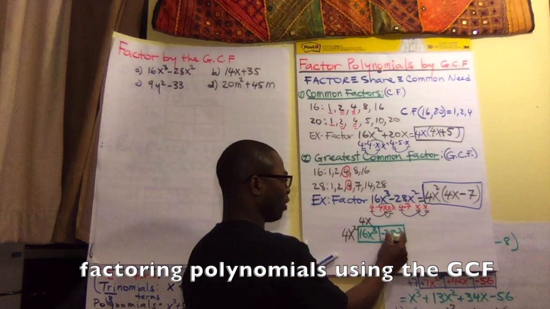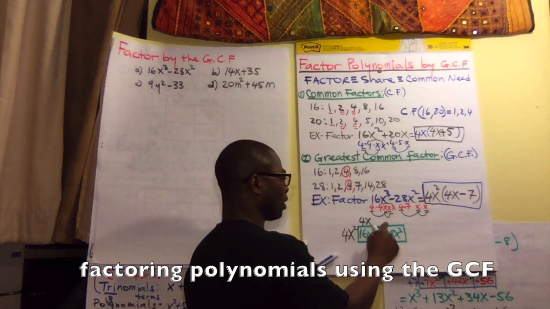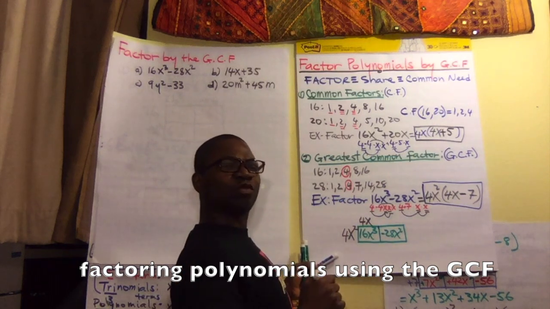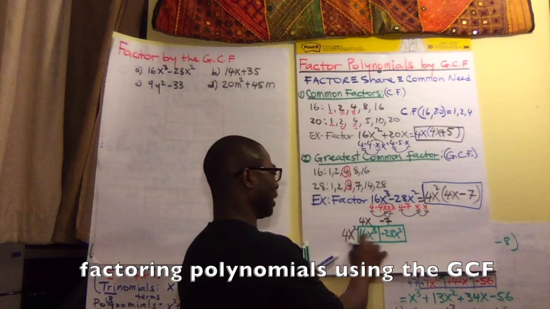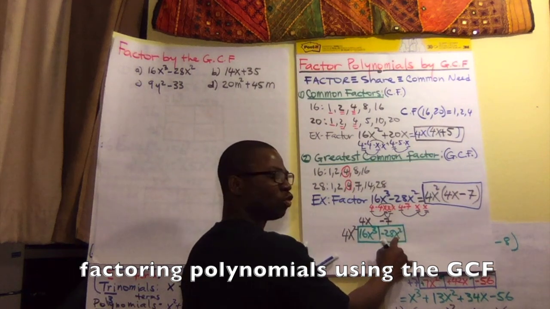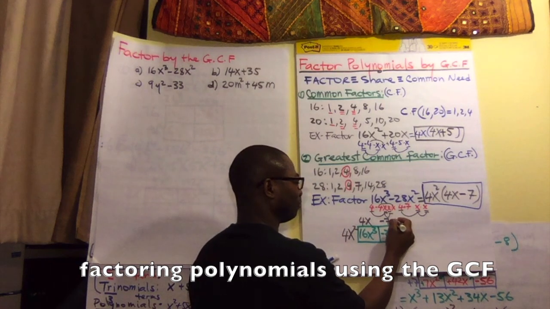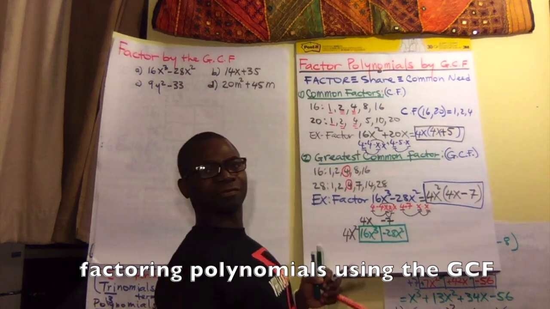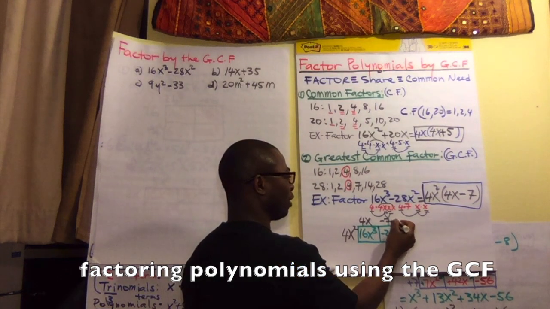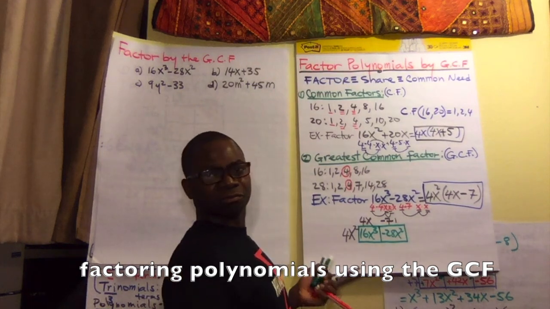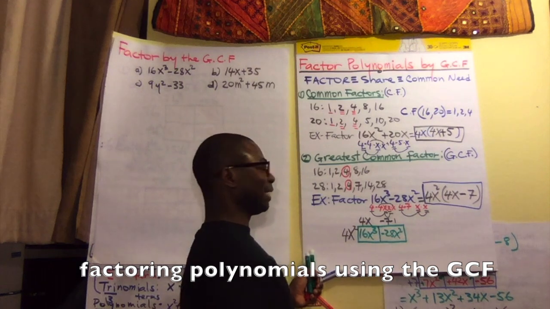Now let's look at the other rectangle. 4 and negative 28. 4 times what gave me negative 28? 4 times negative 7. 4 times negative 7 gave me negative 28. X squared times what gave me x squared? X squared times 1. Okay? X squared times 1 give me x squared. I could put the 1 here if I want to. That's it. So 4x squared times negative 7 is negative 28x squared.